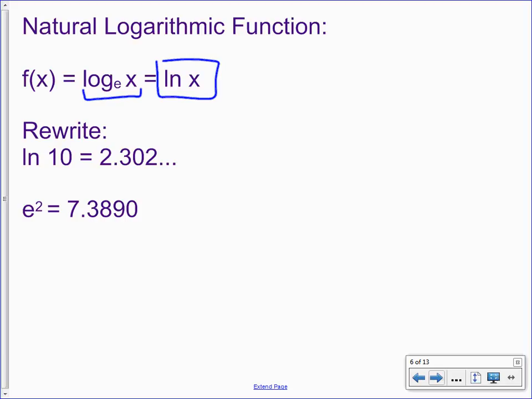Okay, so get your calculators out and make sure you just know where the natural log button is. It should be the same button as your e to the x, but I just want to make sure you know where it is. To find it, punch in natural log of 10. Just make sure you get that 2.3.